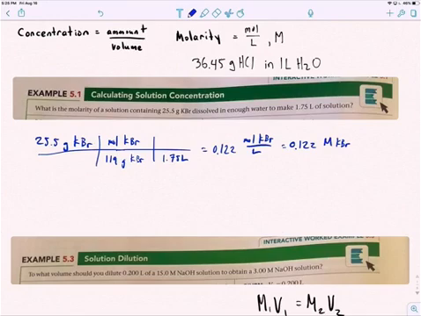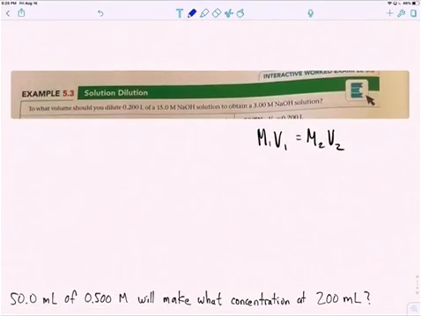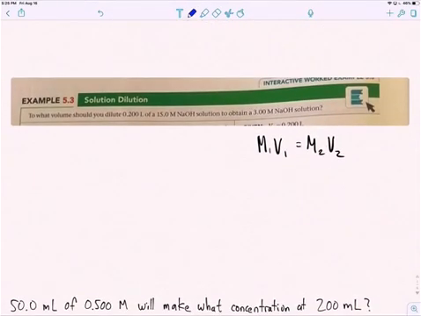So recap, this one is pretty straightforward. You have mass, convert to moles, and then divide by the volume to get the moles per liter. Next problem here: to what volume should you dilute 0.2 liters of a 15 molar sodium hydroxide solution to contain 3 molar sodium hydroxide?